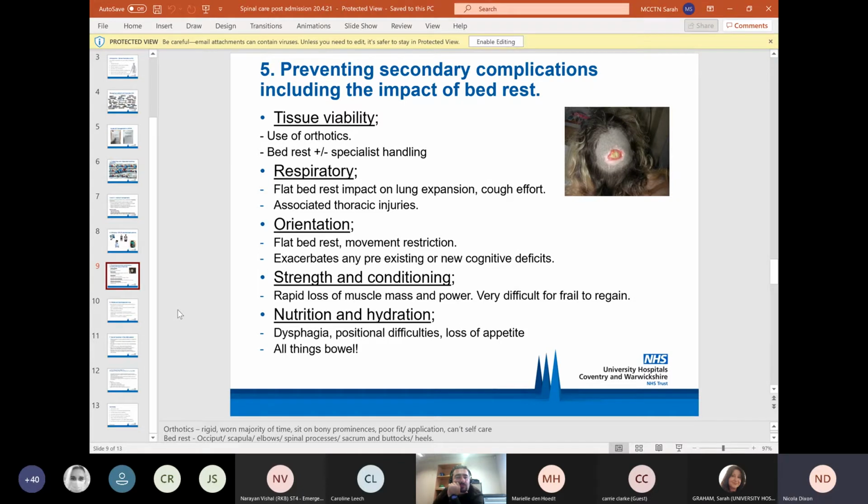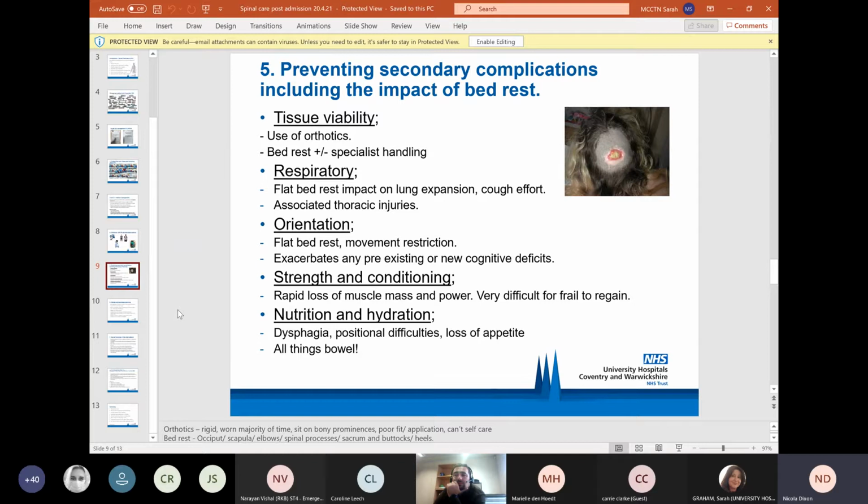From an orientation point of view, bed rest is a nightmare. Elderly with an element of dementia or even just some delirium, and you're lying them flat on their back, they're not going to be that compliant. If they are compliant, they're going to become very disorientated very quickly. It's hard enough for the younger ones, and when you're explaining to them lying on their back, orientation-wise, it's very difficult to know what's going on in your room.